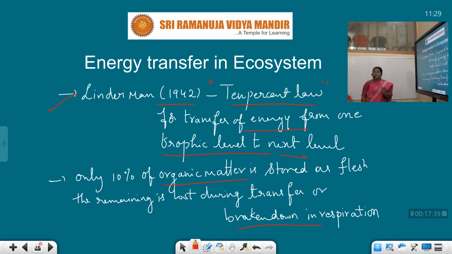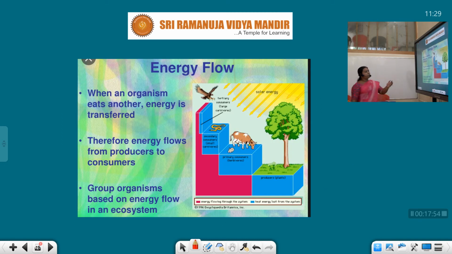One more important point: why is it named the 10% law? Only 10% of the organic matter is stored as flesh. The remaining is lost during the transfer and broken down in respiration. See students, energy flow: when an organism eats another, energy is transferred. So energy flows from producers to consumers, a group of organisms based on energy flow in an ecosystem.